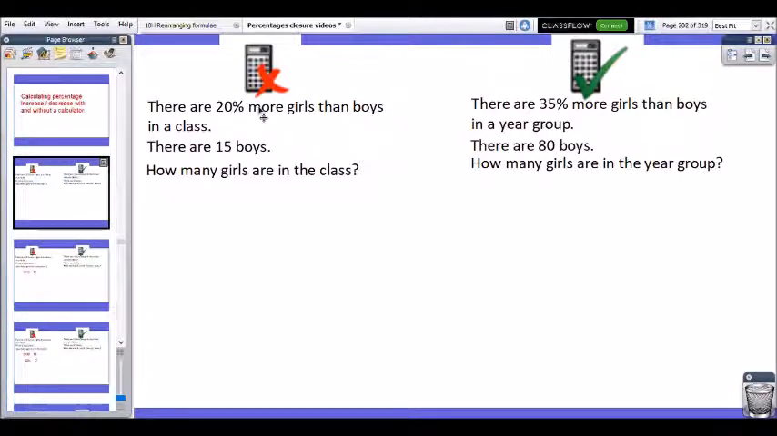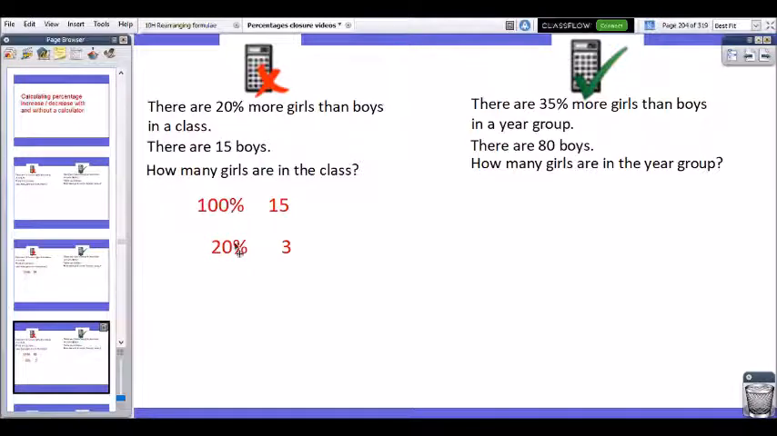In this question, there are 20% more boys than girls in a class, and we know that there are 15 boys. Our original amount, so the amount that we're starting with, the 15 boys, we're going to call 100%. If we know there are 20% more girls than boys, we need to find 20% of this amount. What calculation takes me from 100% to 20%?